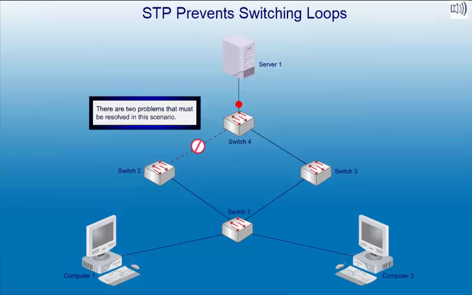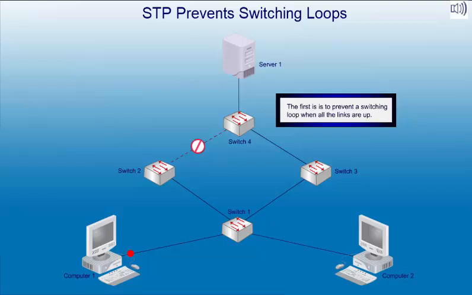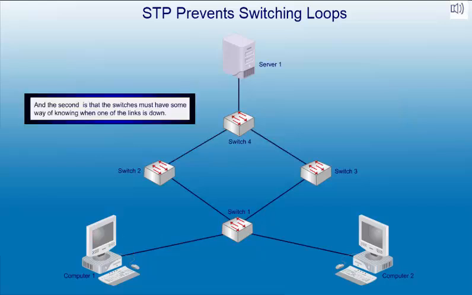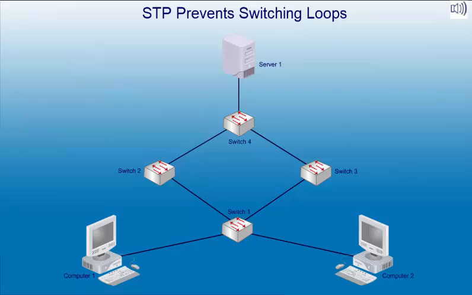There are two problems that must be resolved in this scenario. The first is to prevent a switching loop when all the links are up, and the second is that the switches must have some way of knowing when one of the links is down. Let's look at the first problem.